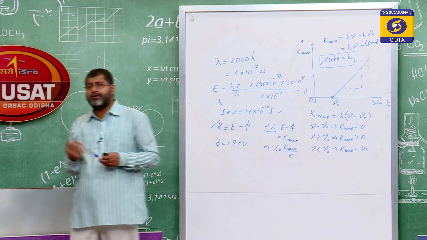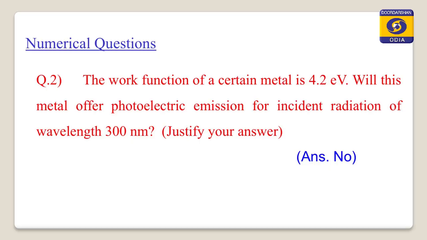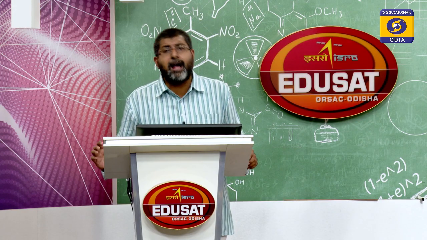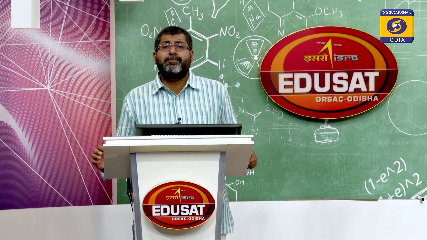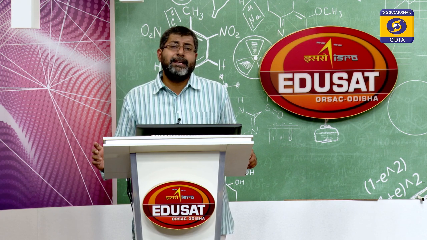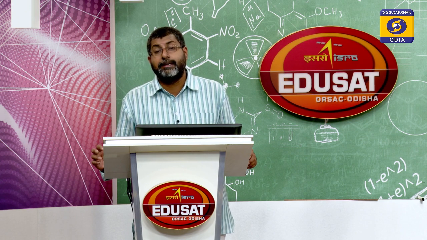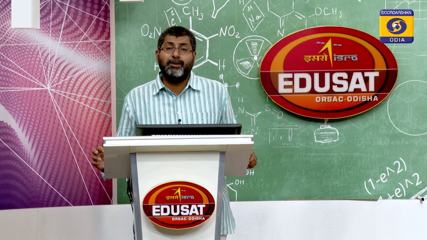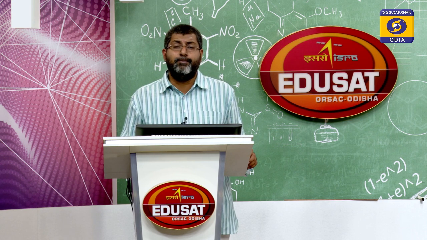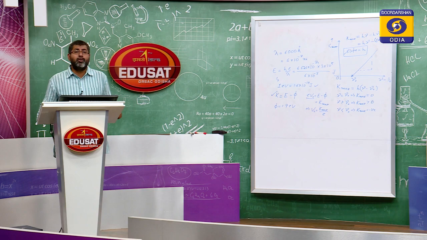Now, come to the next question: the work function of a certain metal is 4.2 eV. Will this metal offer photoelectric emission for incident radiation of wavelength 300 nanometer? The answer is simple: you first find out, taking the value of lambda as 300 nanometer, the energy of the photon, E equals hc by lambda. Convert this energy into the corresponding value in electron volt. If the value of energy is equal to or greater than 4.2 electron volt, then electron emission will occur, and if this is below 4.2 eV, then there will be no electron emission.